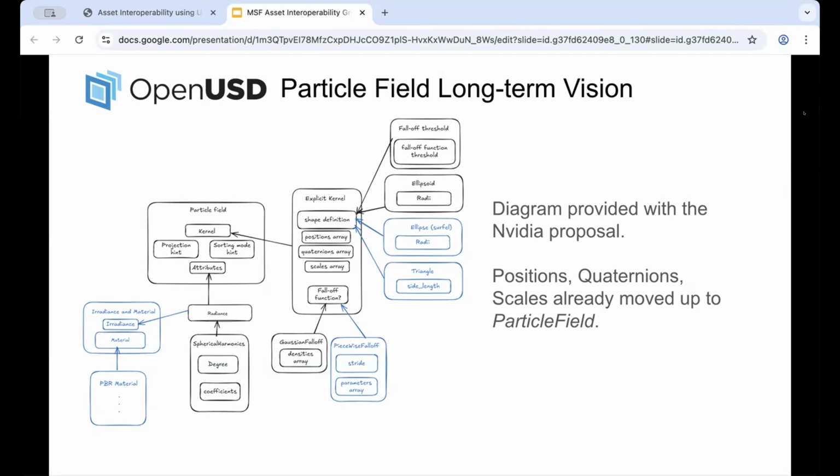So, you've got your standard things for ellipsoid. You've got fall-off thresholds, densities, and spherical harmonics and everything. So next slide, please.